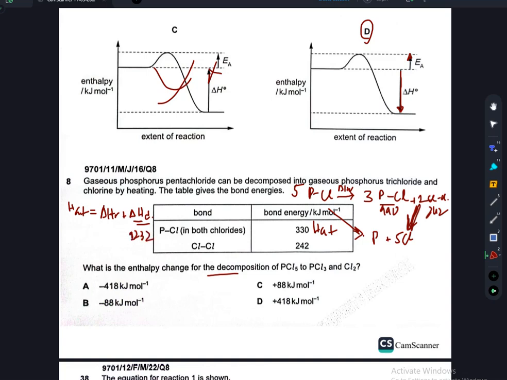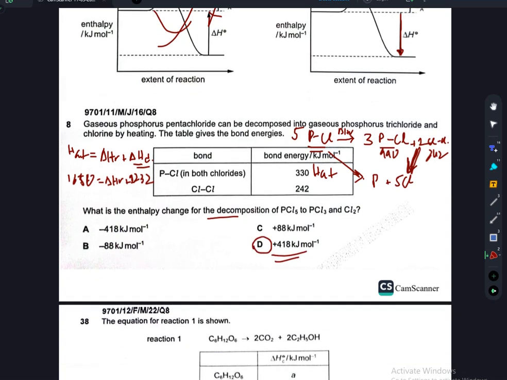1232. There are 5 PCl bonds being broken here, so it is 1650 on this side, because PCl is 330 times 5, and this is delta HR, which we are to find. So 1650 minus 1232 is 418. D is your right answer.